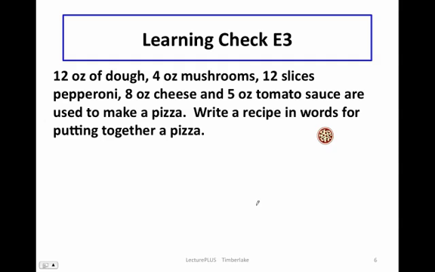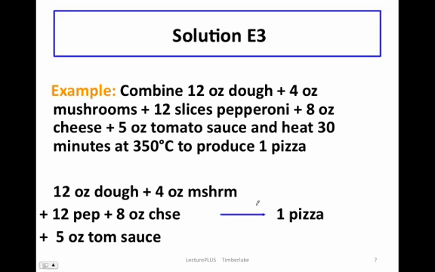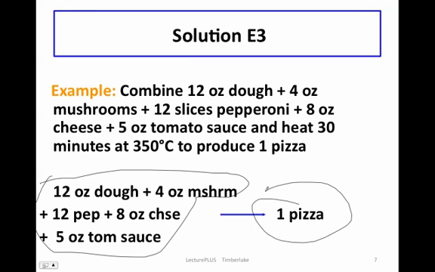So let's look at this. 12 ounces of dough, 4 ounces of mushrooms, and so on is a recipe for making pizza. So if we wrote a chemical reaction, these would be our reactants, and this would be our product. These are called word equations.